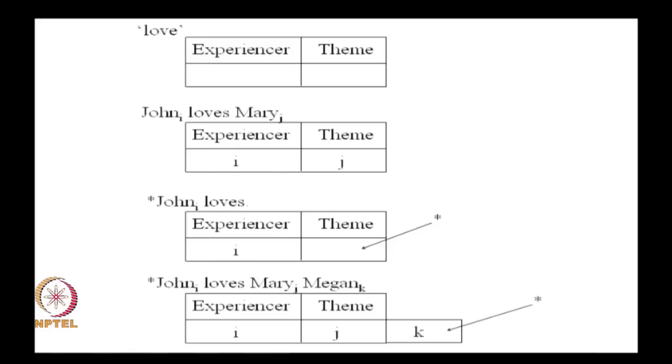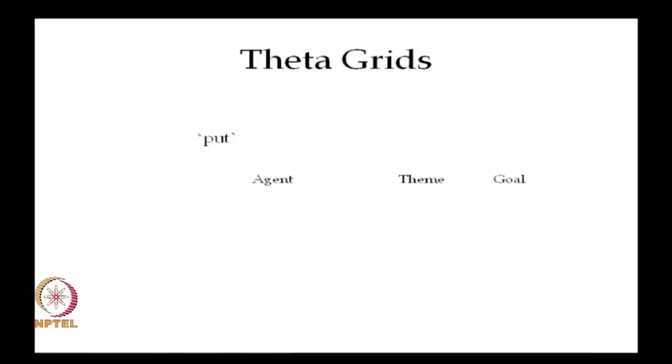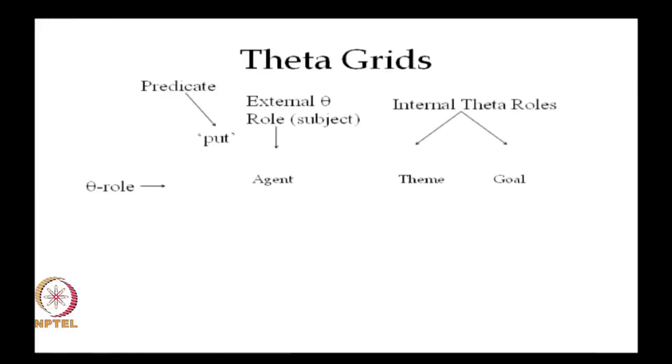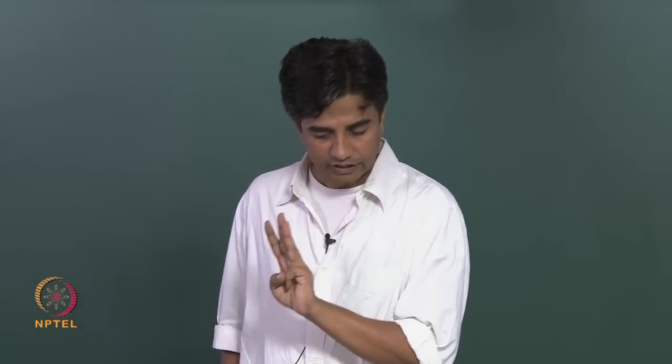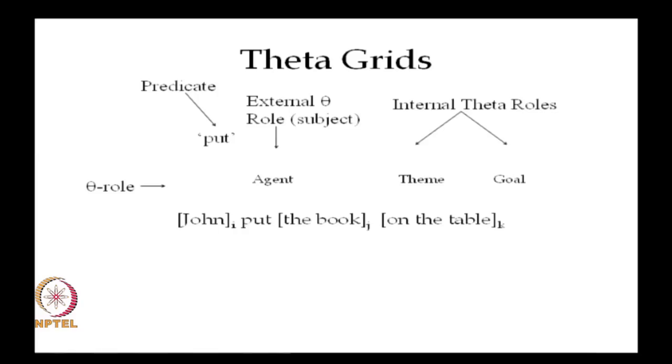So, moving on, this is how a thematic grid looks. For a sentence like John put the book on the table, it has 3 theta roles. The predicate is the verb put. It has 1 external theta role to assign, which it assigns to the subject, and 2 thematic roles within the predicate to the 2 different complements.